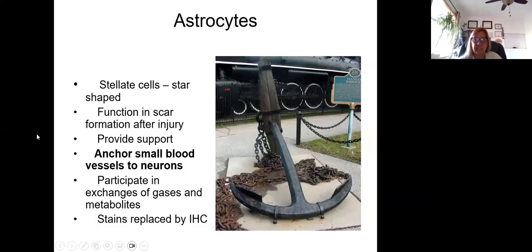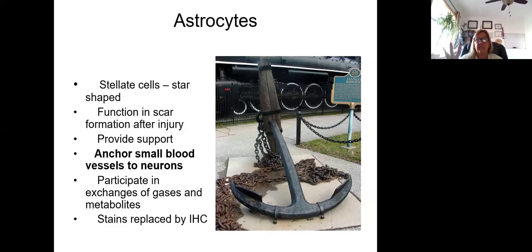Then we have our astrocytes. Astrocytes are sort of anchors, if you look at it this way. They anchor the small blood vessels to the neurons to feed the neurons. They're stellate, which means that they're star-shaped. They function in scar formation and injury. They provide support, and they also participate in the exchanges of gases and the exchanges of metabolites.